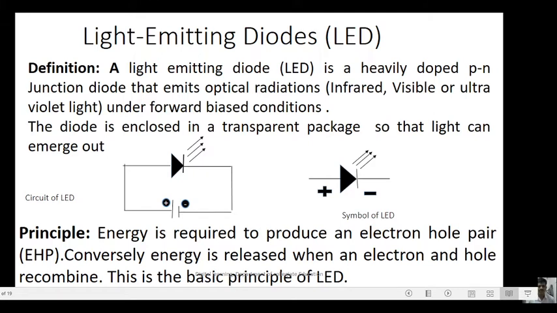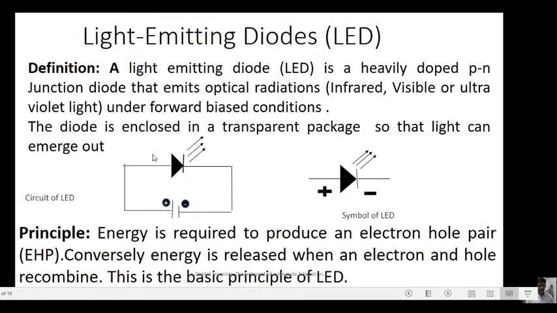Light emitting diode, abbreviated as LED. Definition: a light emitting diode is a heavily doped PN junction diode that emits optical radiations. That may be infrared radiation, visible radiation, ultraviolet radiation or any other high energetic radiations. Under forward biased conditions, the diode is enclosed in a transparent package so that light can emerge out.